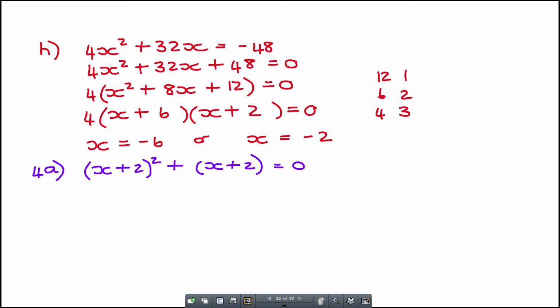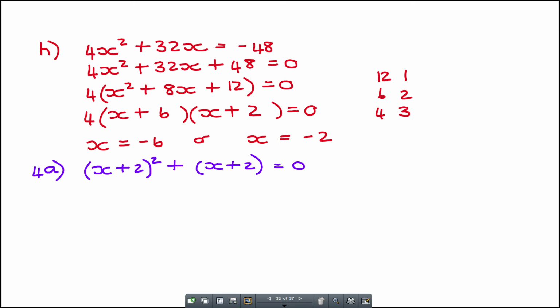So (x + 2)² + (x + 2) = 0. Okay, step 1 is usually take everything to the one side and make it equal to 0. Is that already done for us? Yes. Okay, what is step 2 then? Step 2 is factorize.